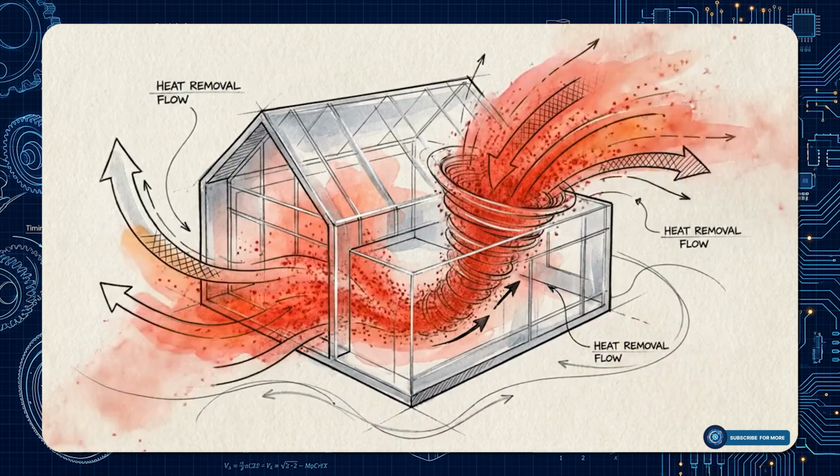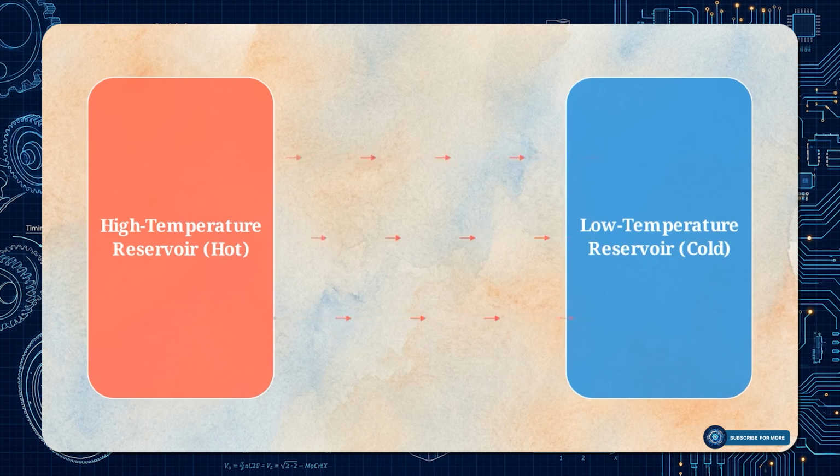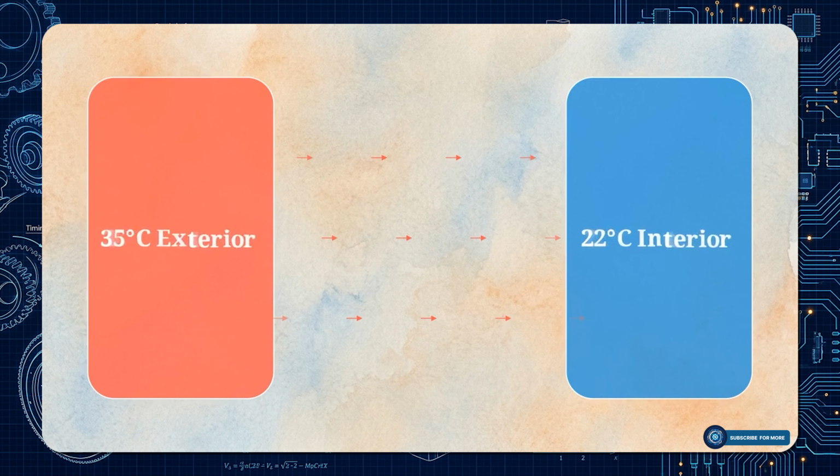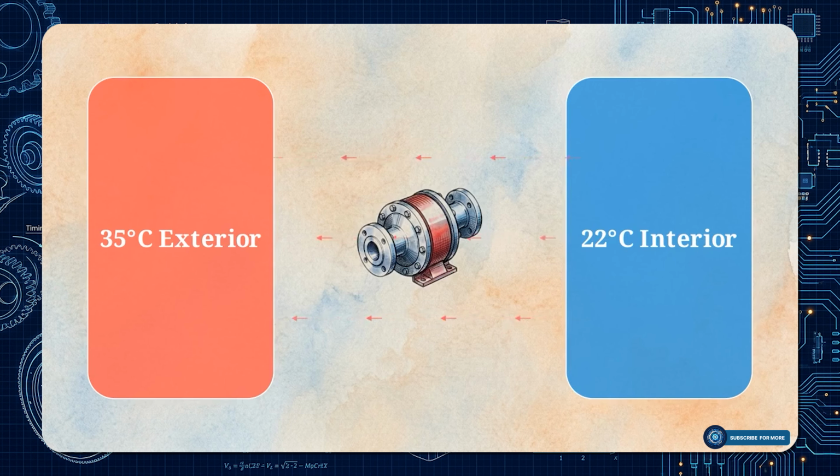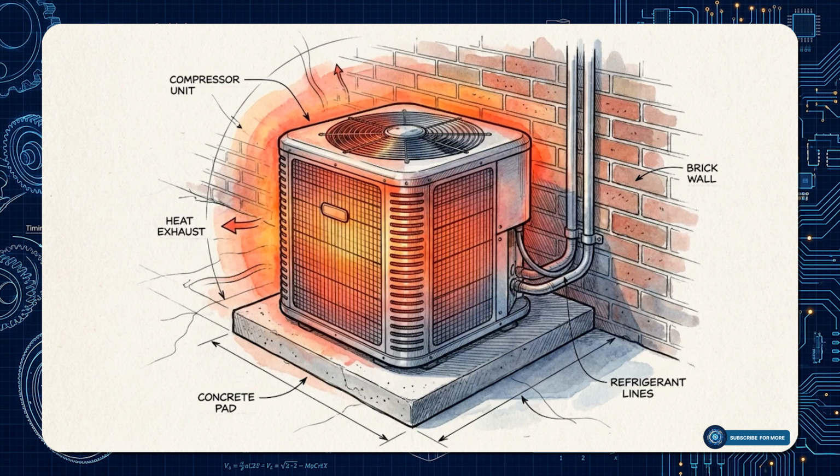This extraction must overcome the second law of thermodynamics, which states heat naturally flows from high temperature to low temperature reservoirs. Cooling a building requires forcing that thermal energy in the opposite direction, pulling heat from a 22-degree interior and rejecting it into a 35-degree exterior. Moving energy against this natural gradient requires the machine sitting outside your house to function as a thermodynamic heat pump.